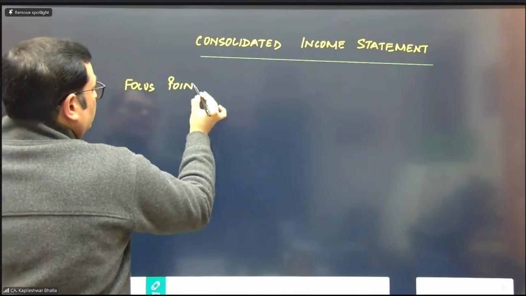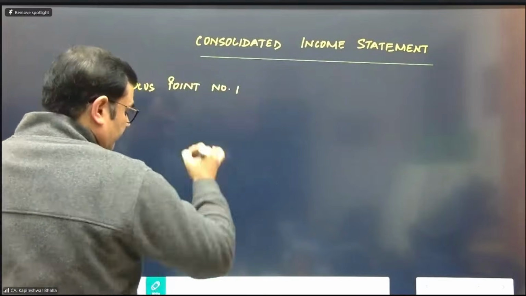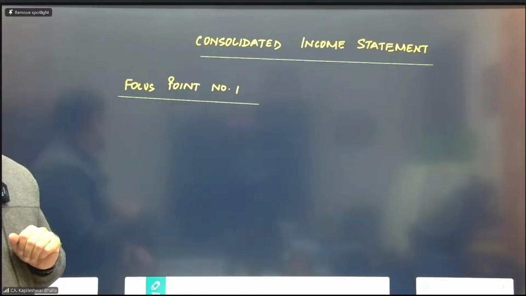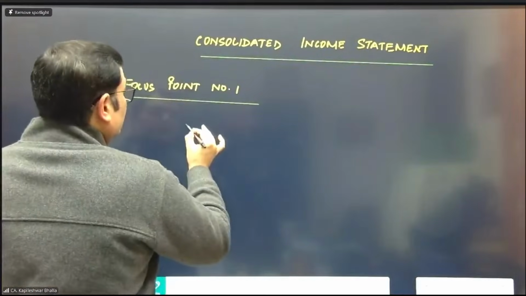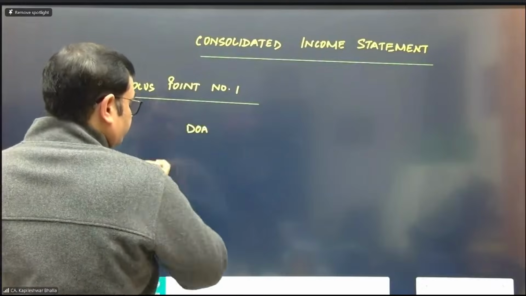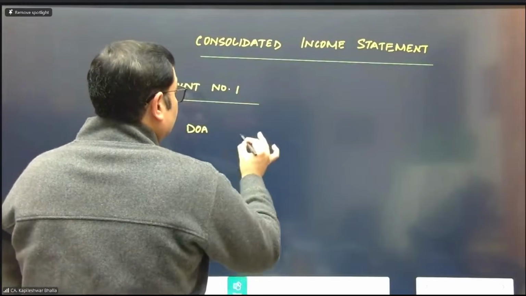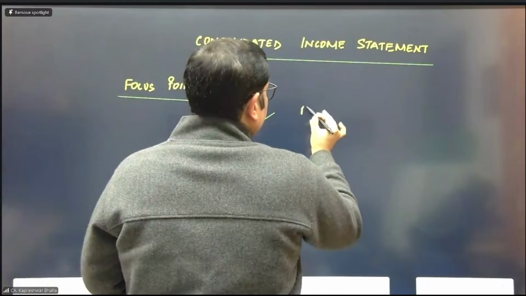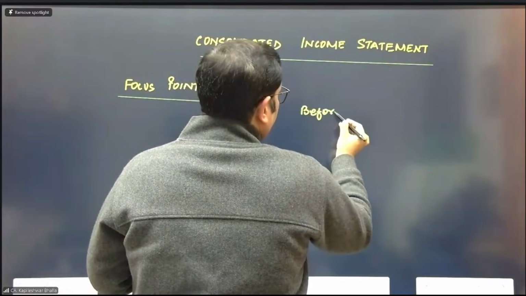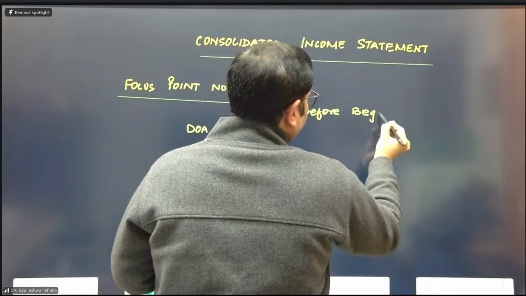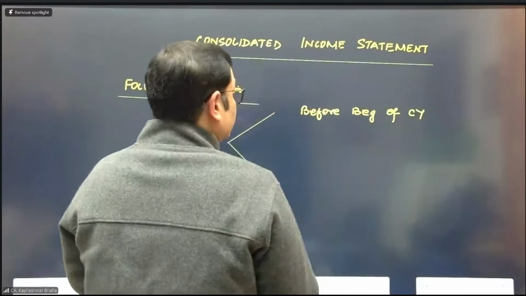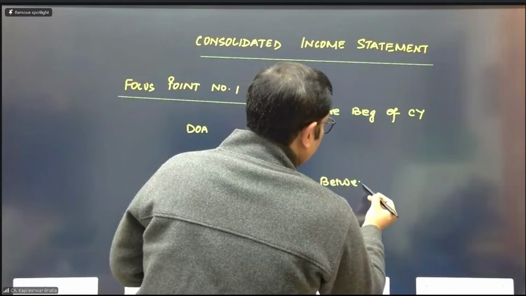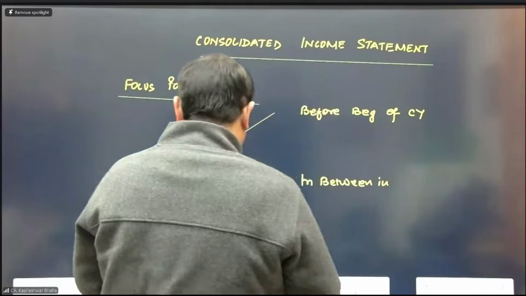When you make a consolidated income statement, there is going to be a very first focus point which you need to consider. And what is the focus point? You're going to first of all look at the date of acquisition. So I would say there are 2 categories of question. Either the date of acquisition is before the beginning of the current year, or we can say it is in between the current year.